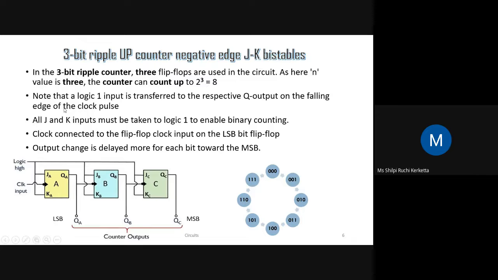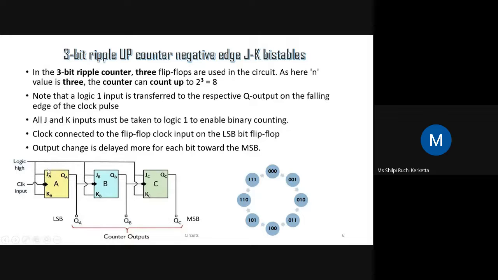I told you now, with JK as 1 1, the values are getting updated. That's why we are using logic 1, because it is flipping again and again. We will use that flipping as counting. So that's why for both J and K, we are using input 1. All JK must be logic 1 to enable binary counting. The clock is connected to the flip-flop input of the LSB flip-flop. So the clock is connected to this least significant bit, and this is the most significant bit.